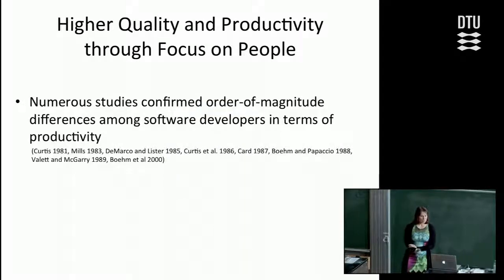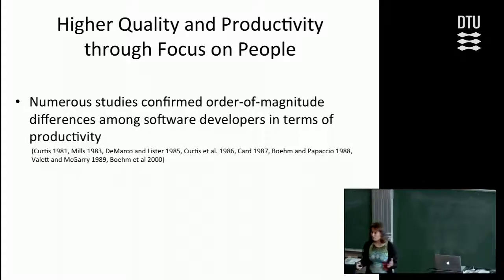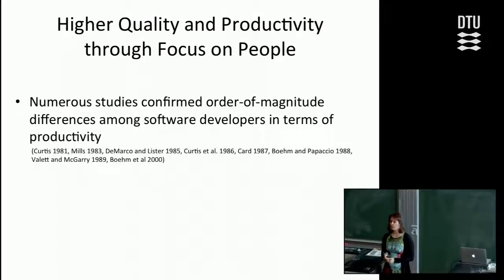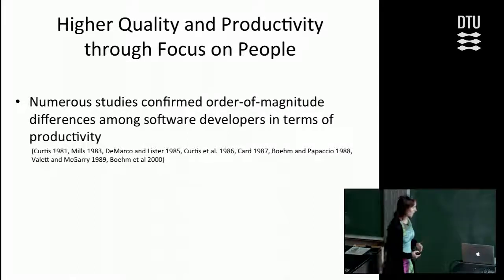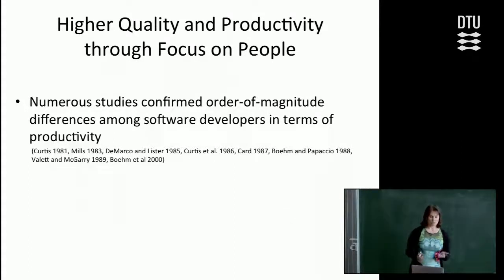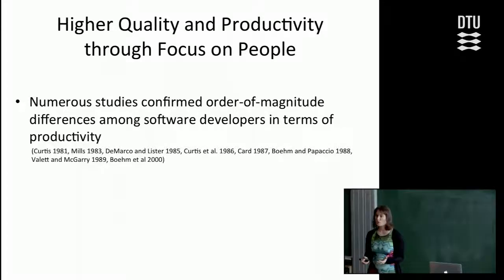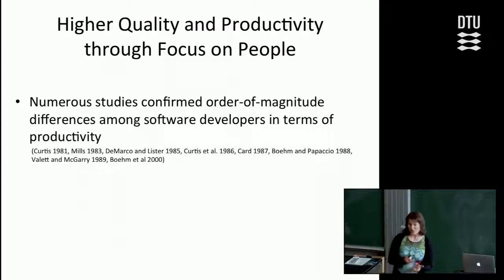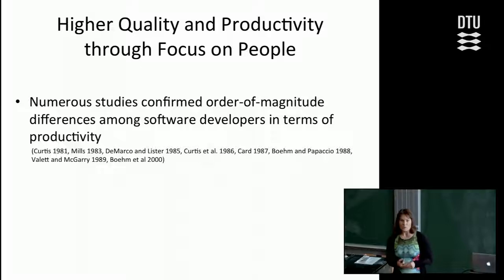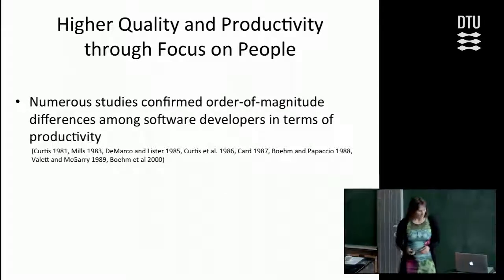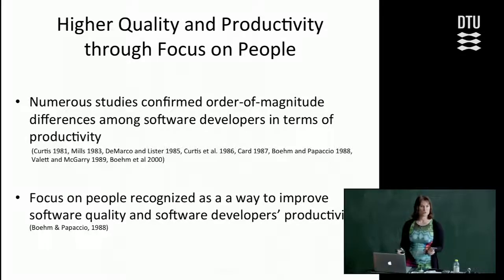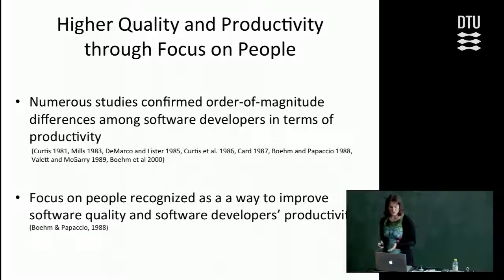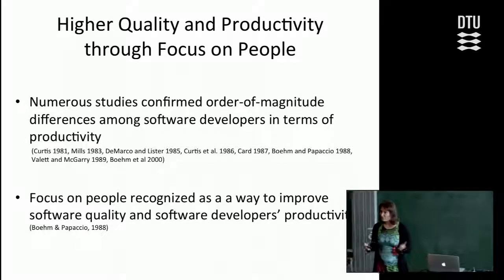At the same time, I don't believe that it's just a quantitative problem. It's also a problem which has to do with quality and productivity. And that's a topic which has kept software engineering researchers busy already since a very long time. There are numerous studies that confirmed order of magnitude differences among software developers in terms of productivity. You can read many times about factors of 1 to 10, which are really written down. But when you talk with practitioners, those differences might be even bigger. And already 30 years back in time, it has been recognized that one way to improve the productivity of software developers, and also the quality of software, is to focus more on human aspects and human factors.